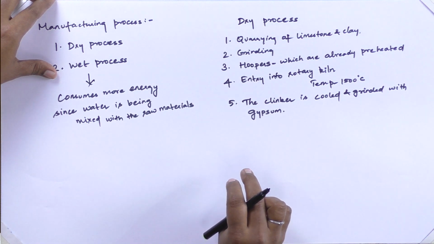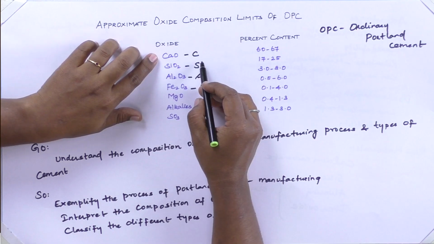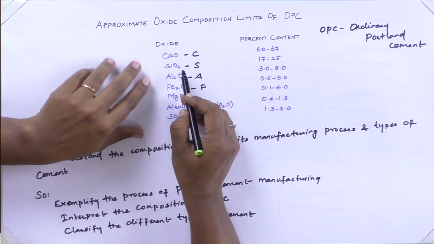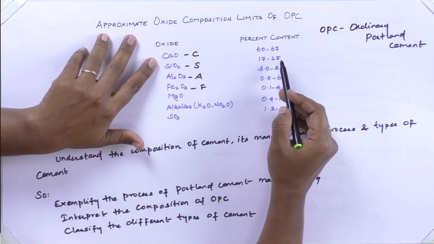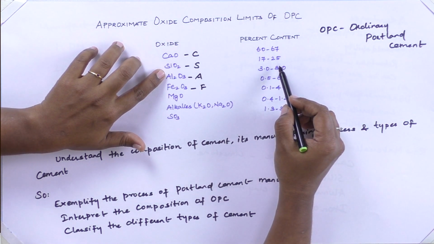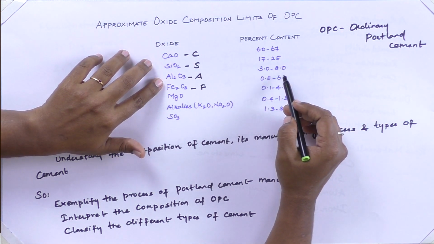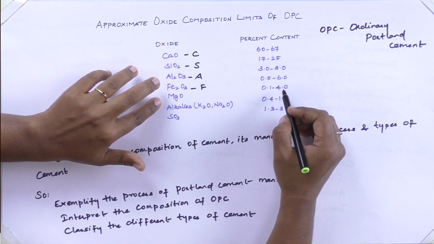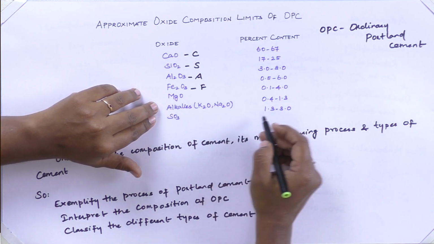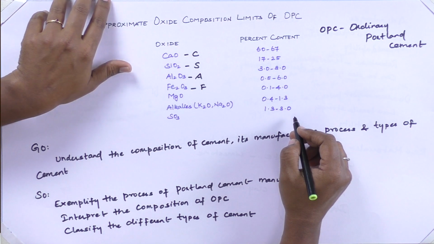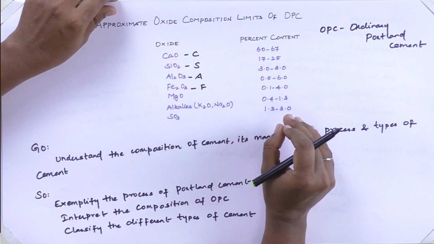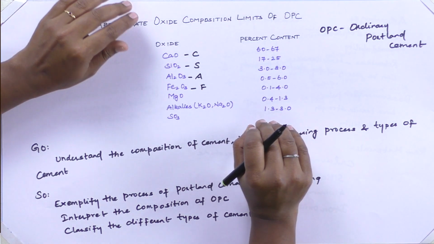Now we are going to see about the chemical composition. This is the oxide and this is the percent content. Already we have discussed calcium oxide 60 to 67 percent, silica 17 to 25 percent, aluminum trioxide 3 to 8, ferric oxide 0.5 to 6, magnesium oxide 0.1 to 4, alkalis 0.4 to 1.3, sulfates 1.3 to 3 percent. This is the approximate oxide content required for the cement manufacturing process.